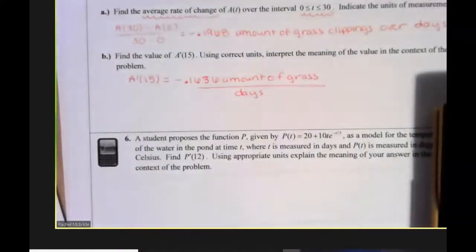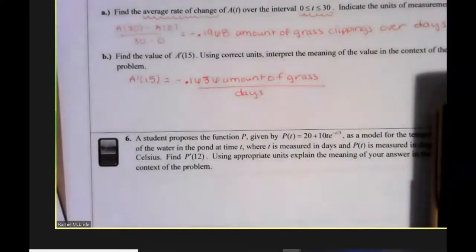And again, indicating units of measure. Well, the derivative is the same as the slope of the secant. So it'd be amount of grass over days. And that says interpret the meaning of the value in the context of the problem. So that's kind of the sentence form it is asking for.